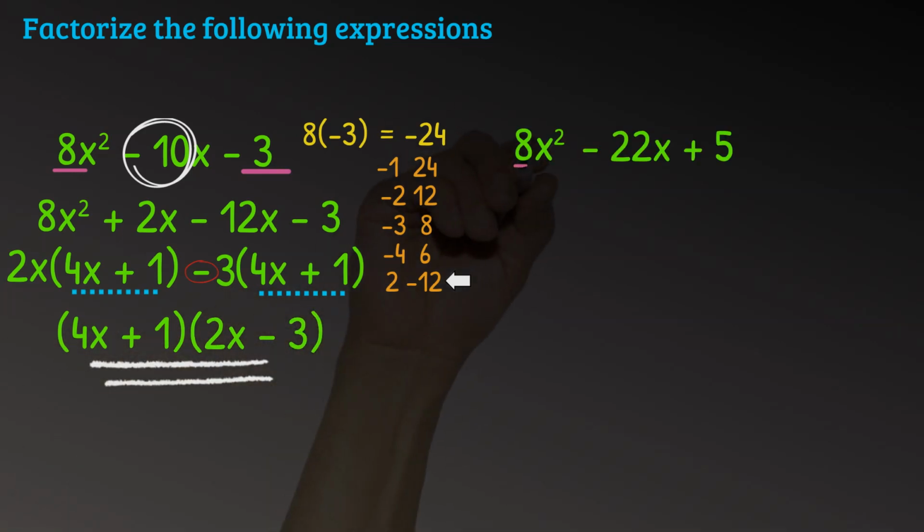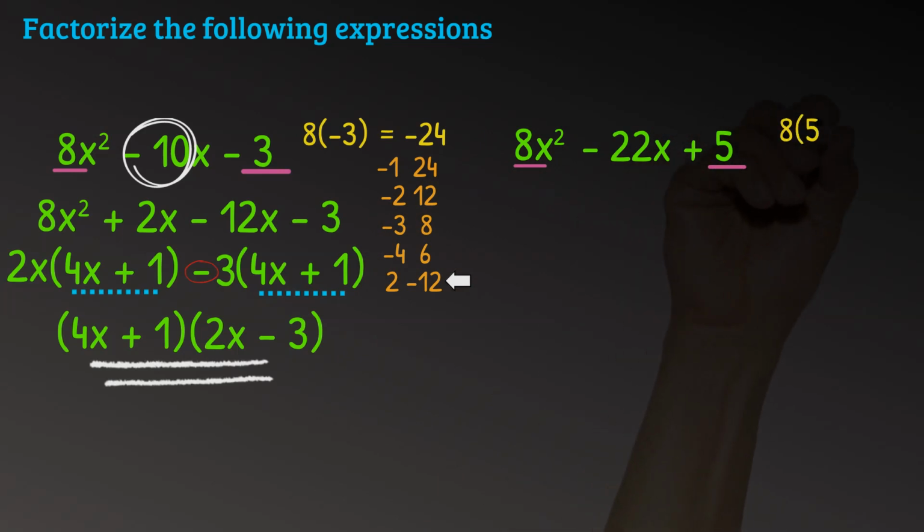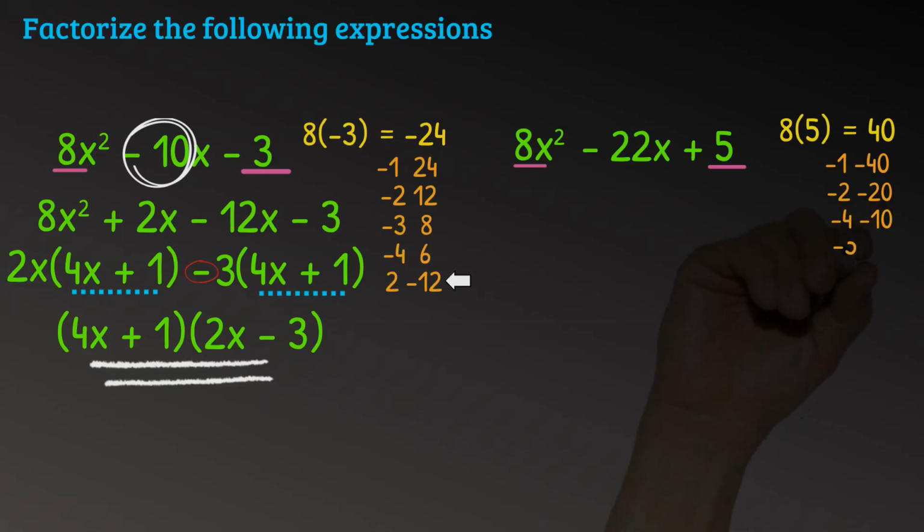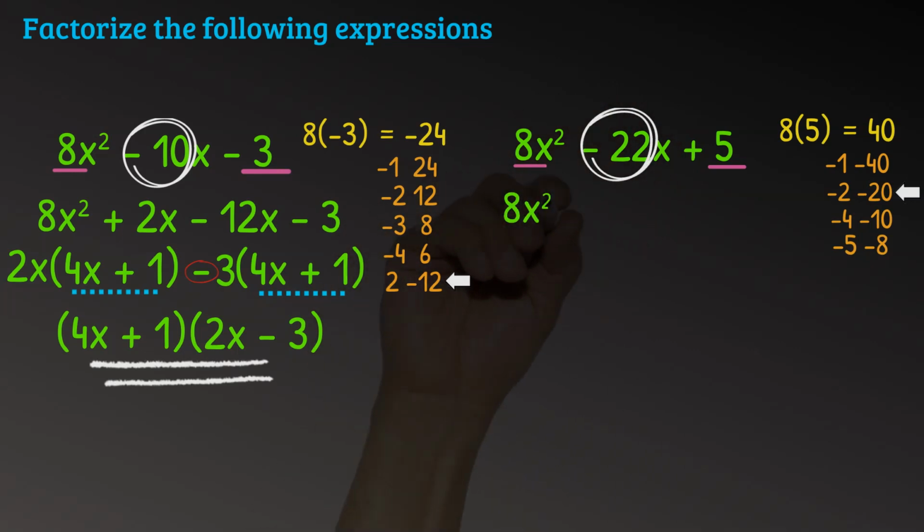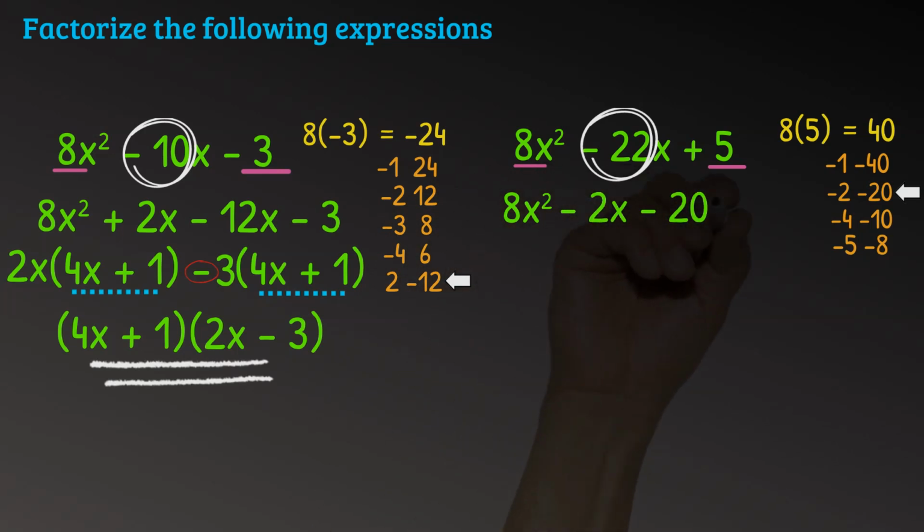And finally, we multiply 8 by 5 in this example, which gives us 40, which we can achieve by multiplying these pairs of numbers together. But we're going to use minus 2 and minus 20 because they also add together to give us minus 22. Then we replace minus 22x in the expression with minus 2x minus 20x.